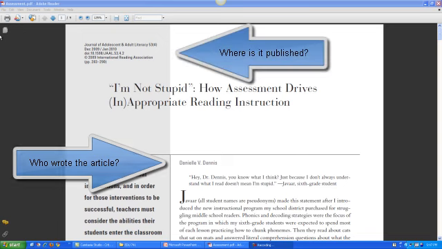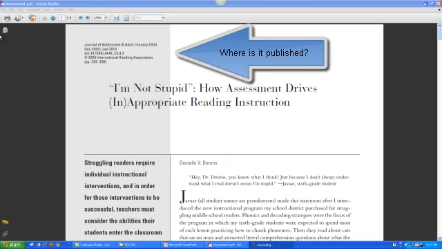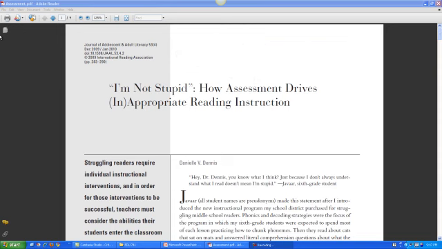You also want to look at where the article is from. This article is from the Journal of Adolescent and Adult Literacy, and you can see that right up at the top there. And that's a journal produced by the International Reading Association, and it's a legitimate peer-reviewed journal. That means the article is reviewed by other professionals before it is published.